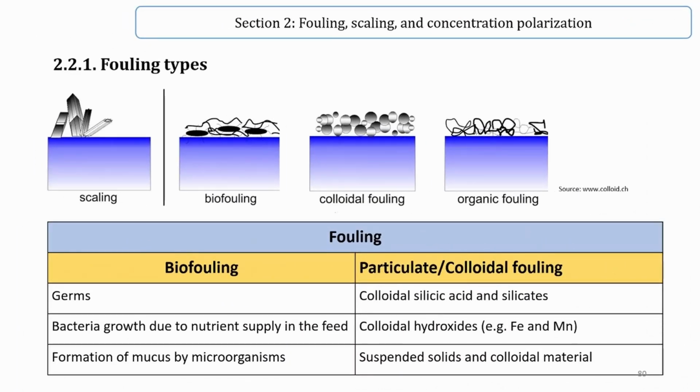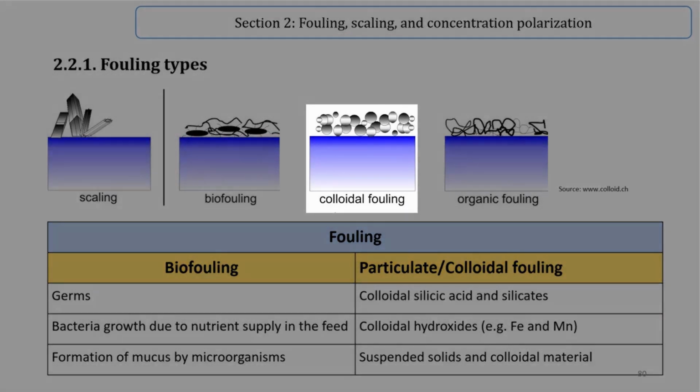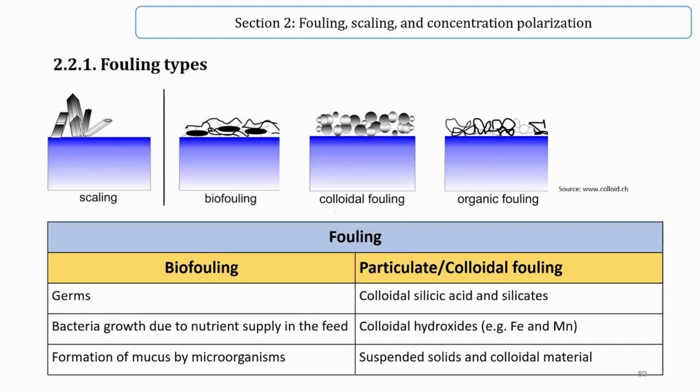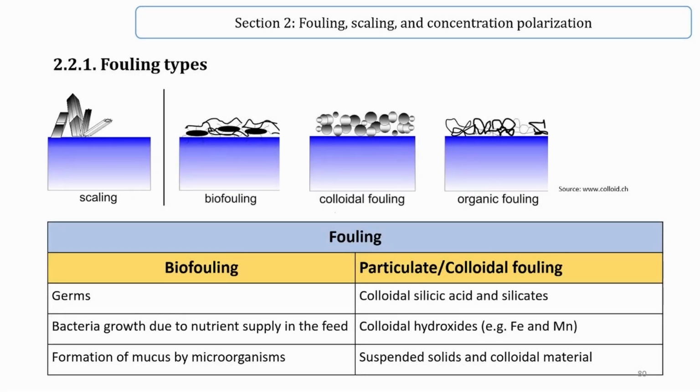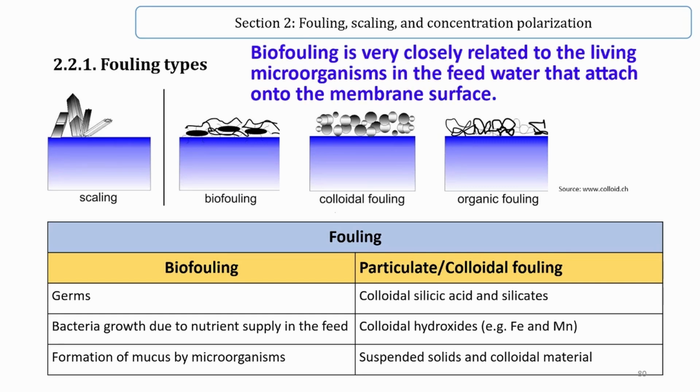Fouling types. As you can see in this figure, there are three types of fouling in the membrane: biofouling, colloidal fouling, and organic fouling. The shape of scaling has been considered to illustrate the difference between scaling and types of fouling, which is completely different. Biofouling. Biofouling is very closely related to the living microorganisms in the feedwater that attach onto the membrane surface.